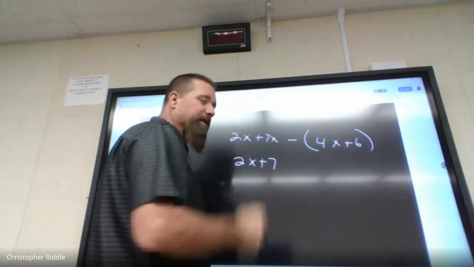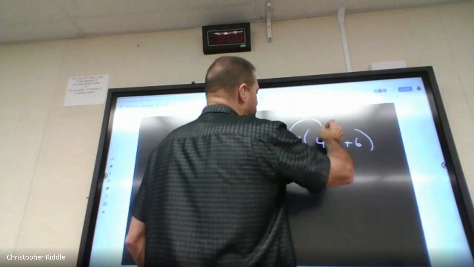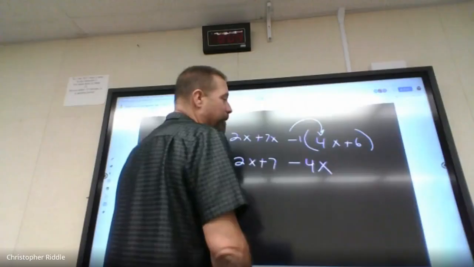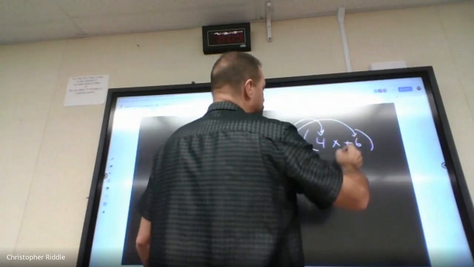Ashley, tell me how to clear the parentheses. 4x. Well, we put the 1 up, assumed 1 here. You're right, negative 4x. So minus 4x, and then negative 6. Multiply the 1 times the 6, right? Gives us negative 6.